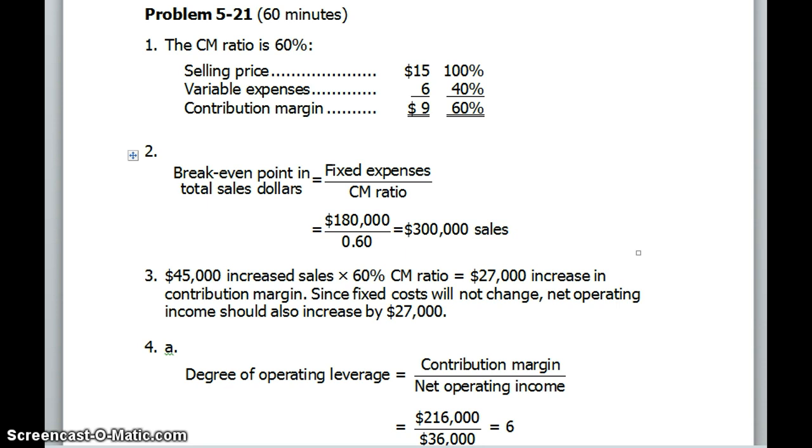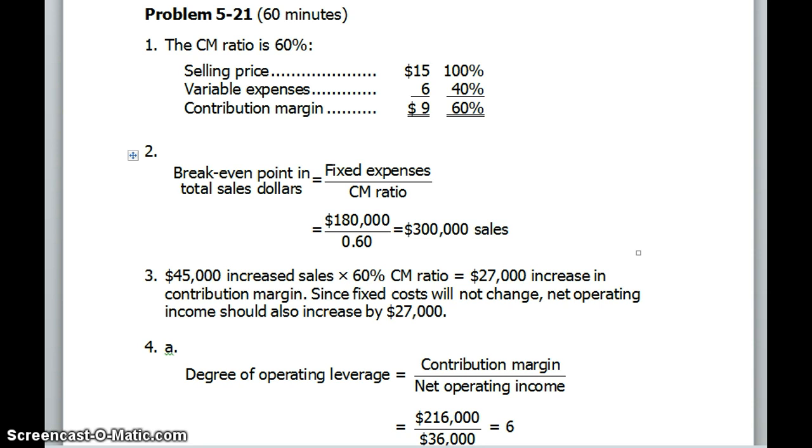Part 3 says the company estimates its sales will increase by $45,000 during the upcoming year due to increased demand. They want to know how much net operating income should increase as a result of that $45,000 of additional sales revenue. If you take the $45,000 of additional sales revenue multiplied by the 60% contribution margin ratio, you'll realize that there would be a $27,000 increase in contribution margin. Since fixed costs are not going to change at all, that increase in contribution margin will result in an increase in net operating income of $27,000.